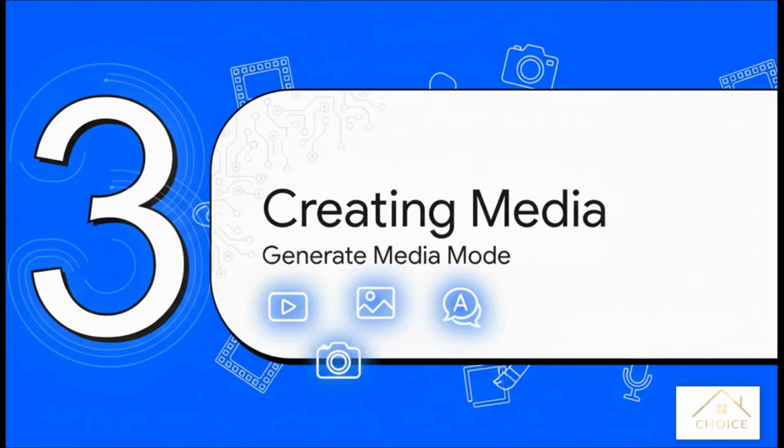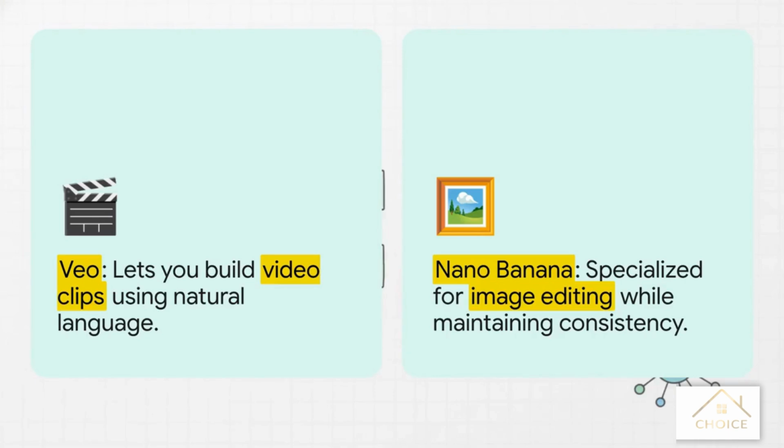Okay, so we've built an app. Now let's switch gears and focus on the Generate Media mode. This is where you can create professional quality marketing videos and images, all from a simple text prompt. In this mode, we're going to look at two really powerful tools. First, there's Veo, which lets you generate these stunning, high-quality video clips from a simple description. Second, we have Nano Banana, which has some incredible image editing capabilities that you just have to see to believe.